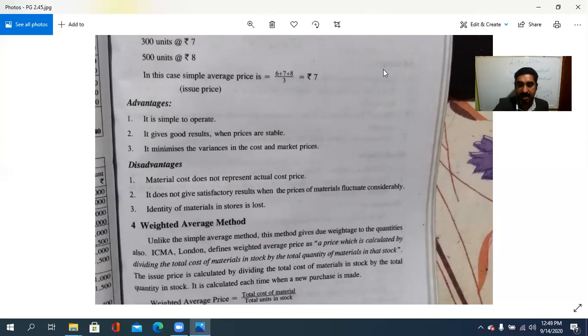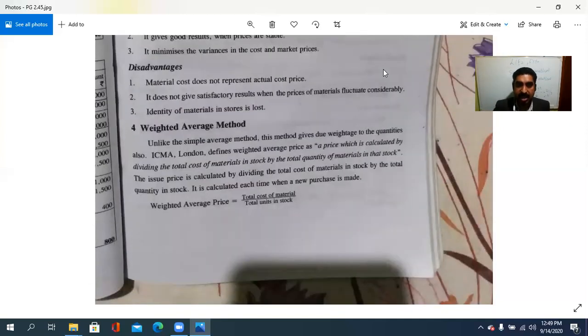Then there is the weighted average method, one more. Unlike the simple average method, this method gives due weightage to the quantities. Some weights should be assigned to each and every issue.